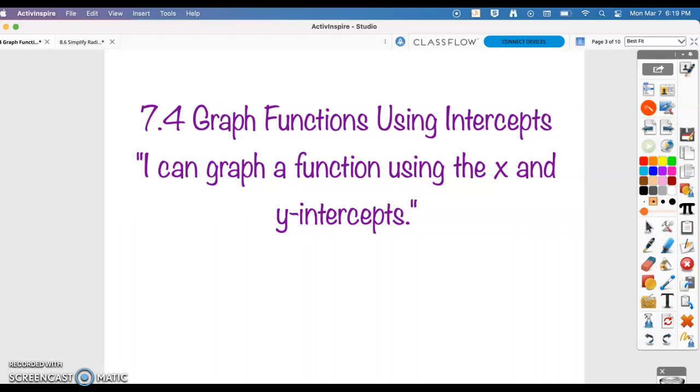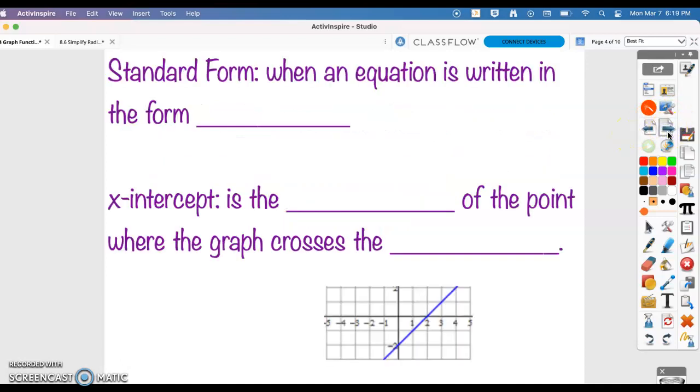We talked about yesterday looking at the slope and the y-intercept. So today what we're going to do is talk about intercepts. We talked a little bit about y-intercepts, but now we're going to add in x-intercepts. When we're talking about graphing, we need 2 points. It really doesn't matter to me where we get those 2 points. We just have to have 2 points.